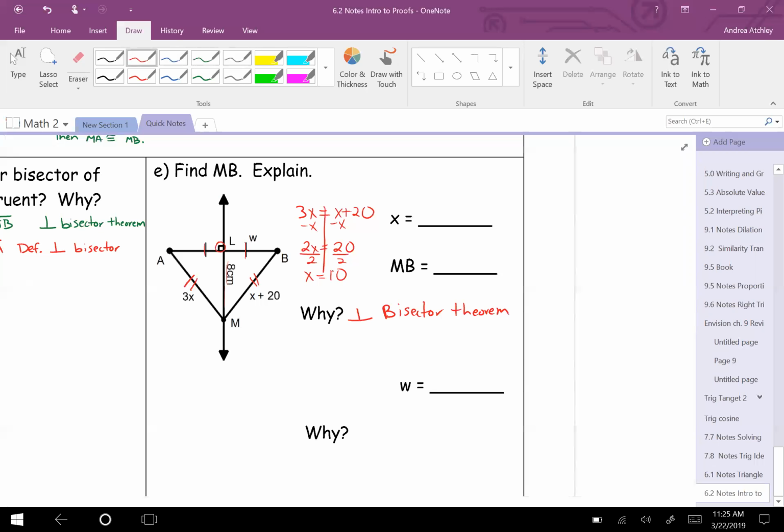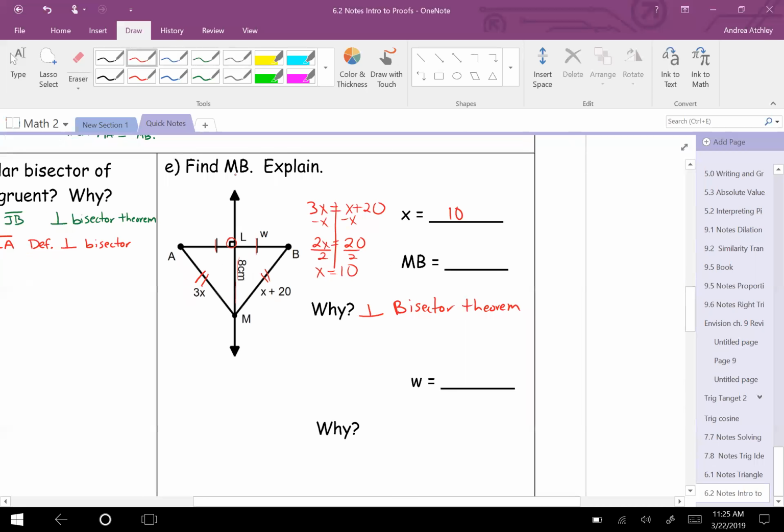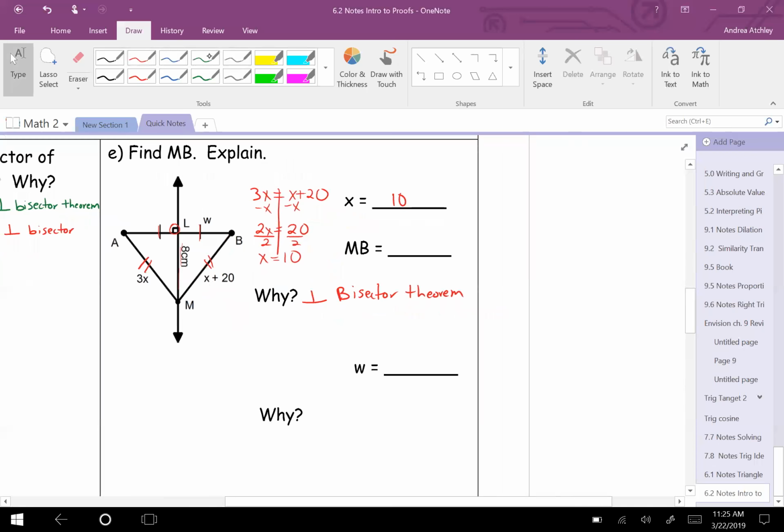Okay, but it didn't ask me for x. It asked me to find MB. And this is my MB. So I'm going to plug 10 in for x plus 20, because that's what MB equals. And that gives me 30. So MB is 30. Any questions over that?